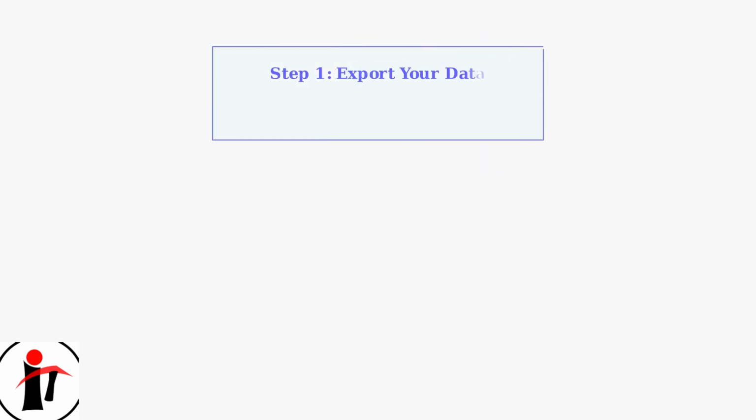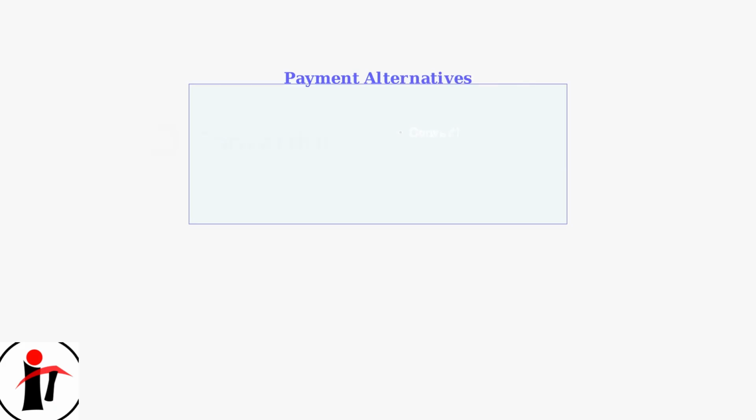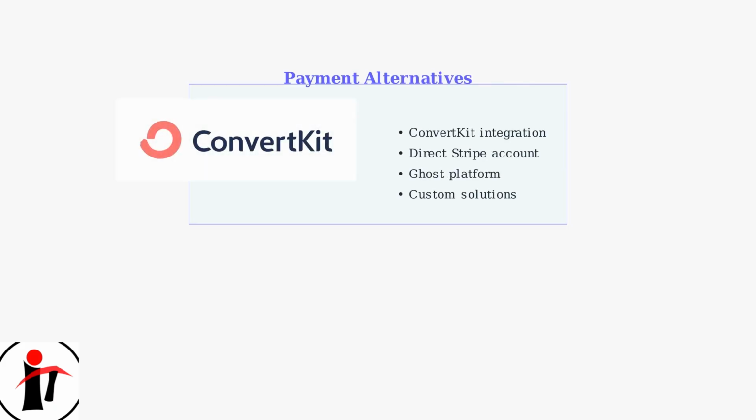The first critical step in disconnecting from Substack's Stripe integration is exporting all your subscriber data and payment history. This ensures you don't lose any important information during the transition. Next, establish your new payment processing system. Popular alternatives include platforms like ConvertKit, Ghost, or setting up a direct Stripe account outside of Substack's ecosystem.